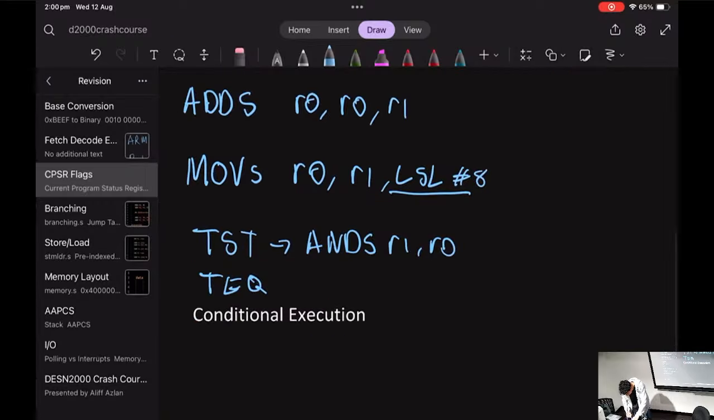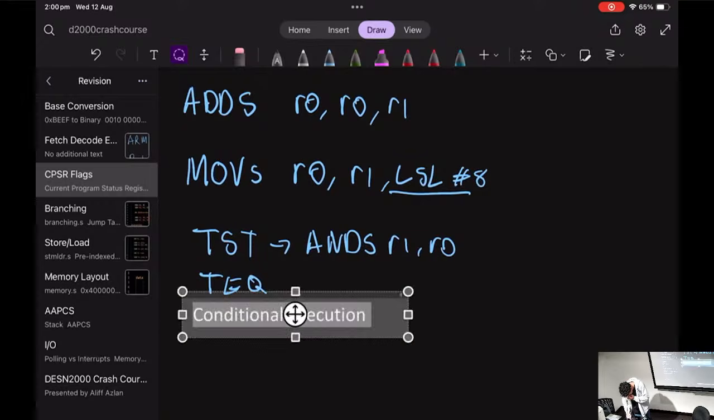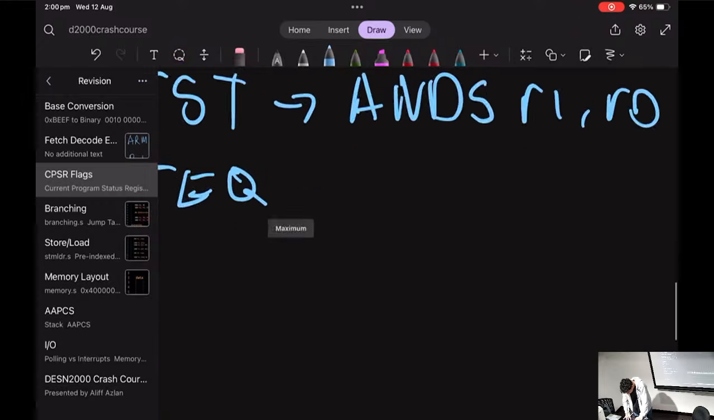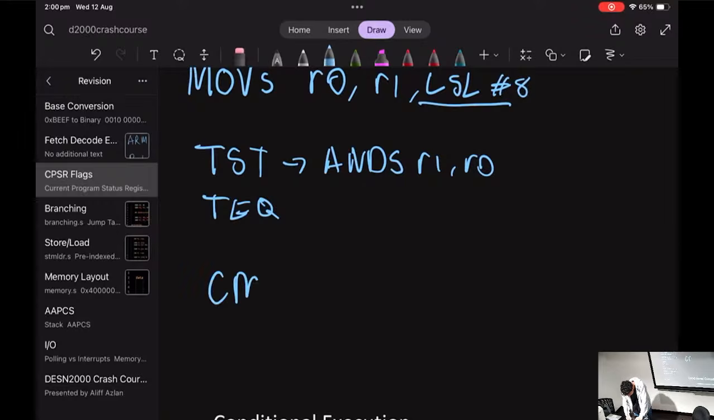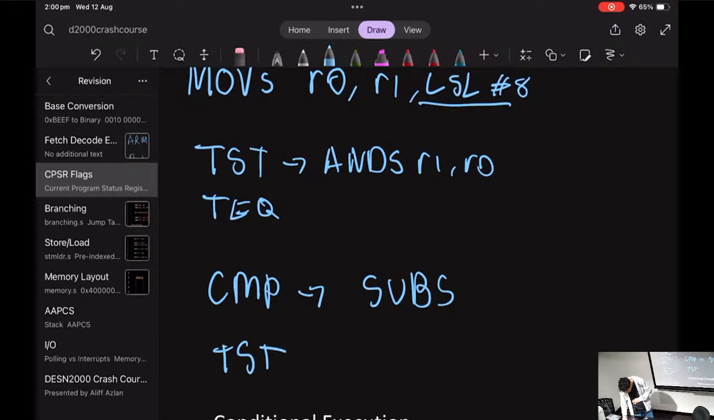Hold on, let's clear up some space. So CMP is actually equivalent to SUBS, right? And something like TST is equivalent to ANDS. Now, can anyone take a guess as to why we even have the CMP and TST instructions in the first place? Why can't we just use SUBS and ANDS? Yep.